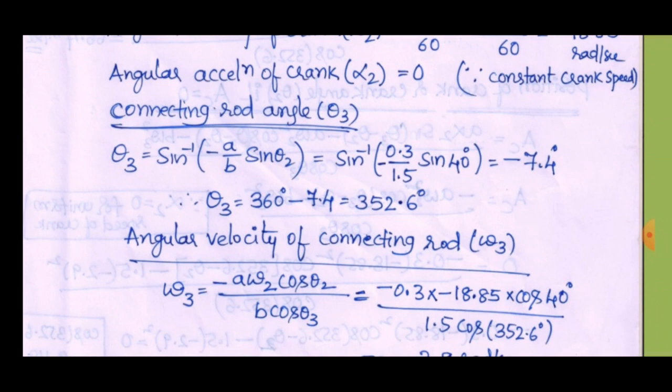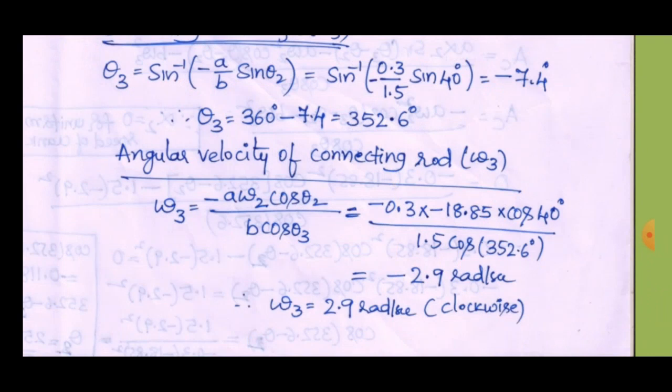Then find the angular velocity of the connecting rod, that is omega 3. This is the formula; write it down from the formula list and substitute all the values. A is known, omega 2 is known, theta 2 is known, b is known, theta 3 is known. By substituting and simplifying, I get minus 2.9 radians per second. Therefore, omega 3, the angular velocity of the connecting rod, is 2.9 radians per second. I'll write only the value, and in the bracket, because it is negative, I'll write clockwise.